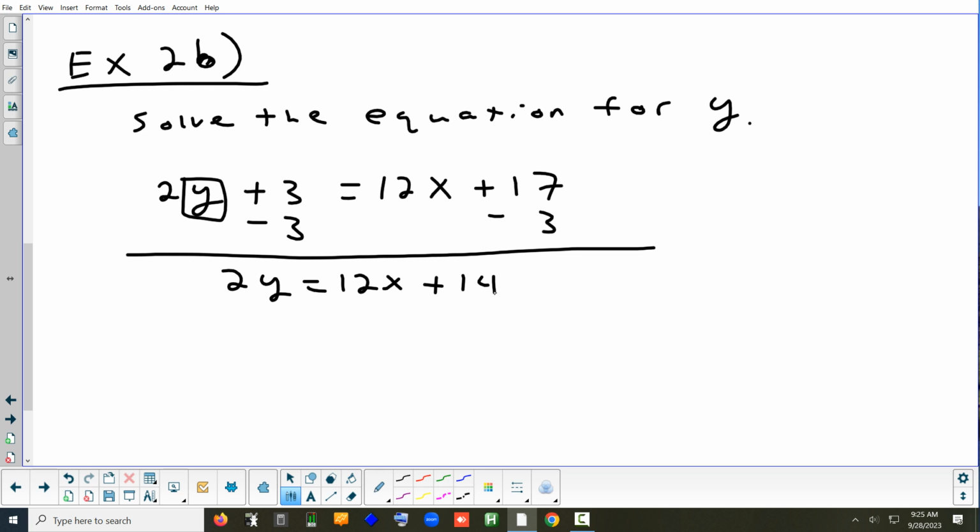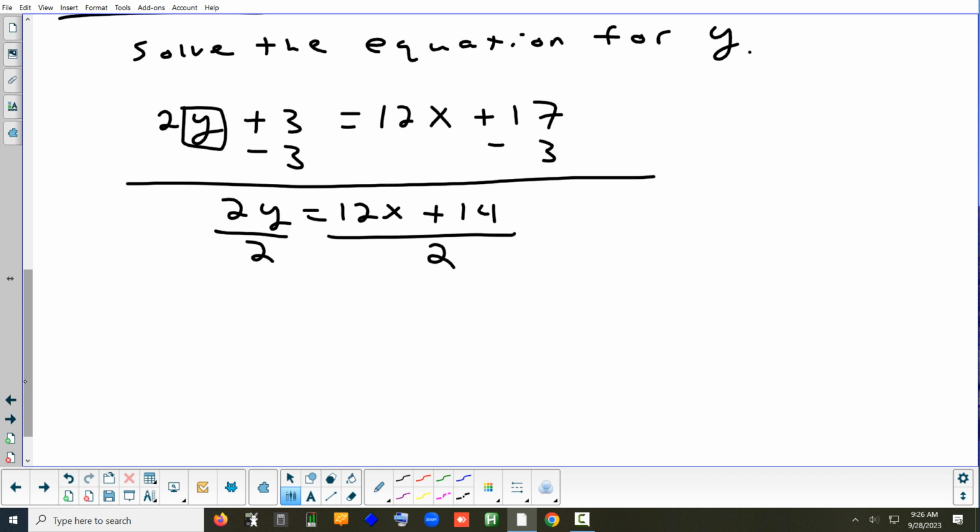We did adding and subtracting. Is there any multiplying or dividing? Yep, there is going to be dividing. And what are we going to divide each side by? 2. We're going to divide by 2 and divide by 2. Okay, what happens on the left side when we do 2 divided by 2? It cancels out. And what's on the left side now? Just the y.